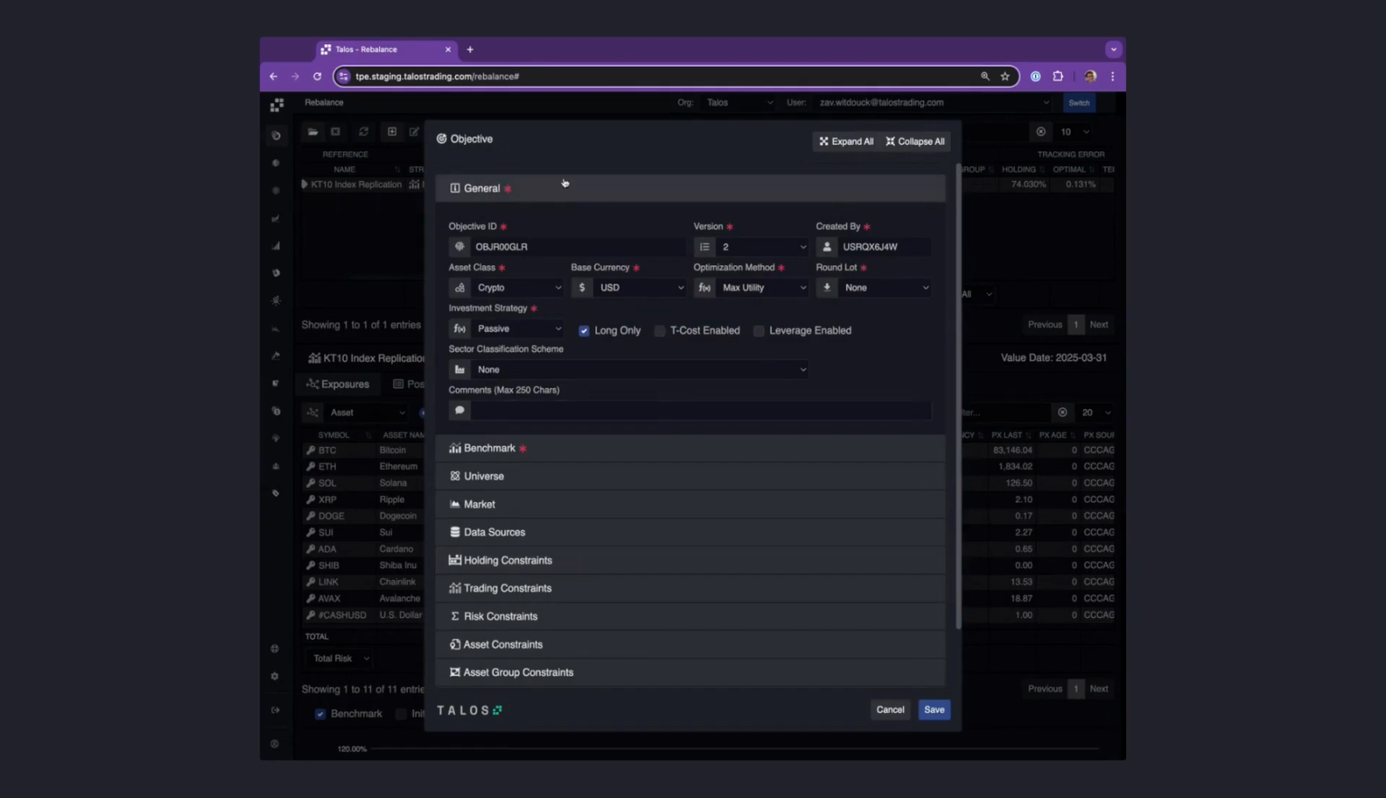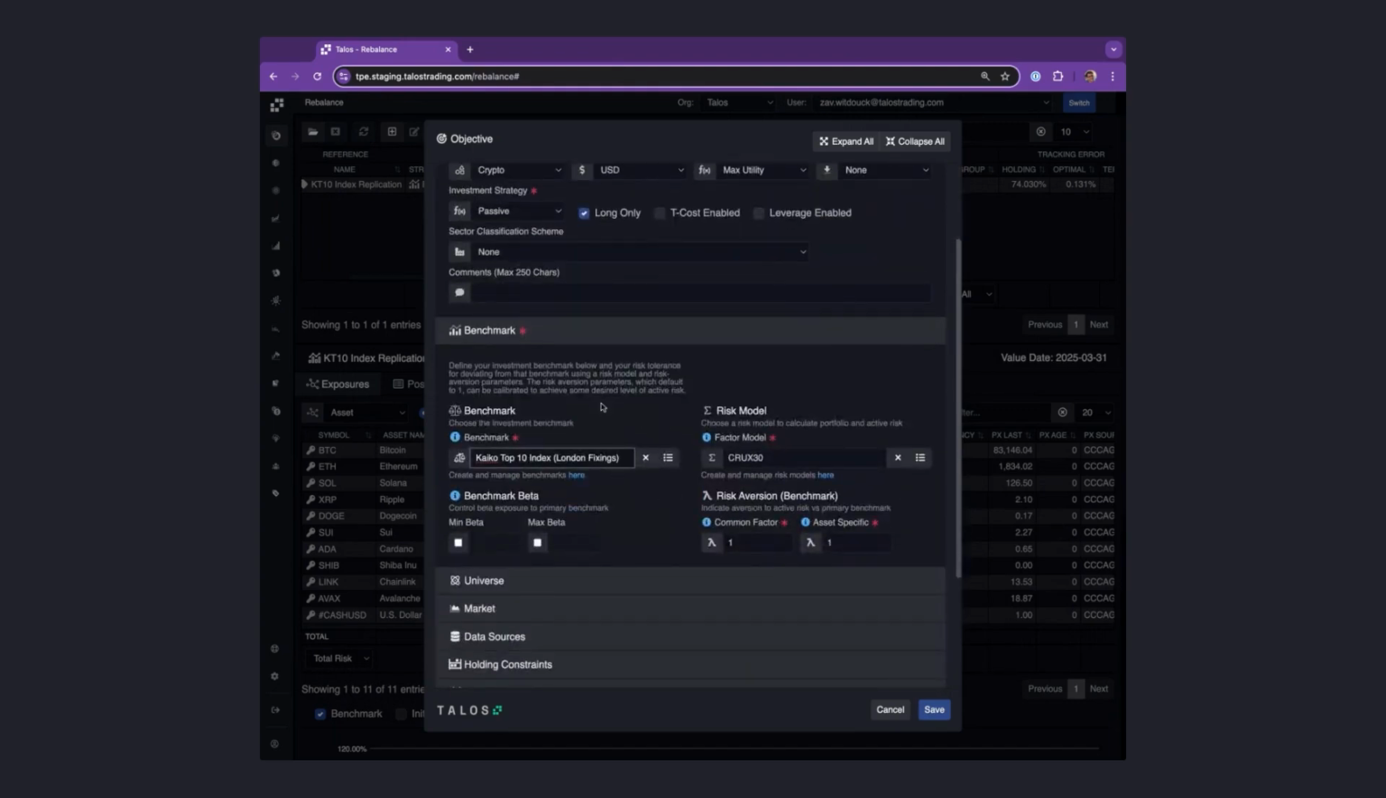But we have this concept called the portfolio objective. And the portfolio objective is really a very precise specification of the terms and conditions by which the portfolio has to be managed. And so we've obviously pre-configured this particular objective for this webinar.